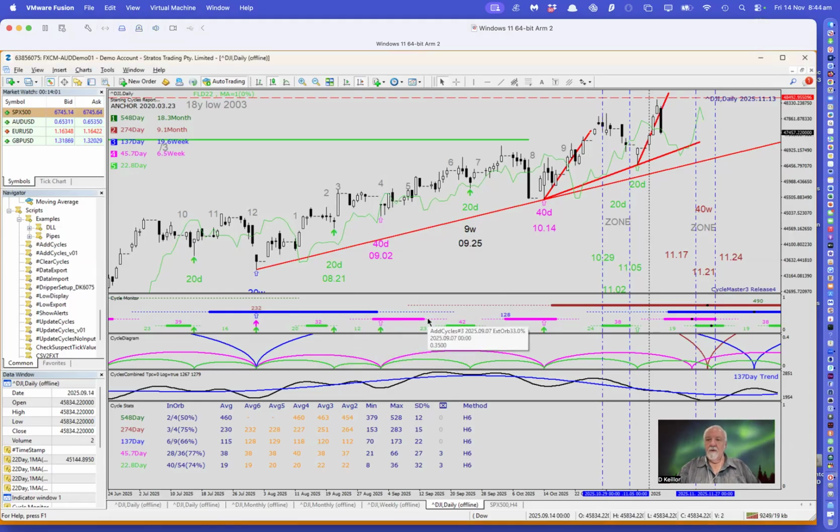Well, no new all-time high. Serious down bar. And as long as this phasing holds up, there's a little bit of time still to go into the 40-week low zone, which is sometime between the 17th of November and the 24th of November as a guide only.